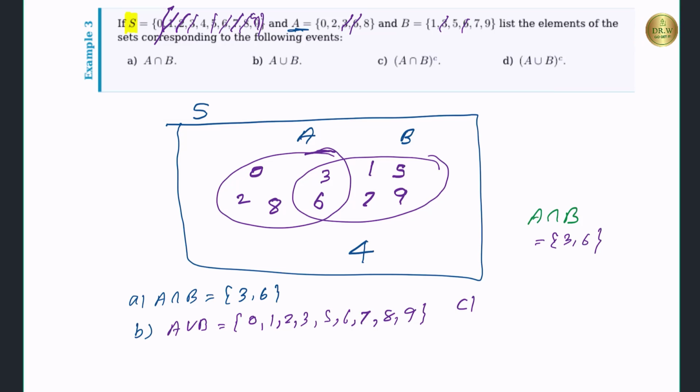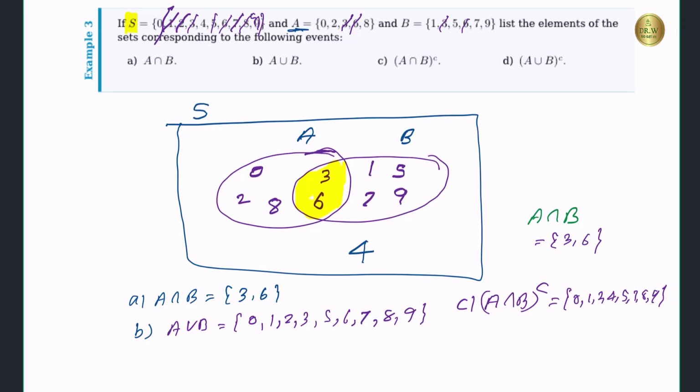Yes, what is the A intersection B? Let me write down this first. A intersection B complement. Let me show you A intersection B. A intersection B is this. That is the A intersection B. Then we need the complement. Complement is all the elements out of that region. So you see then 0, 1, 2, 4, 5, 7, 8, 9. Those are the elements of A intersection B complement.